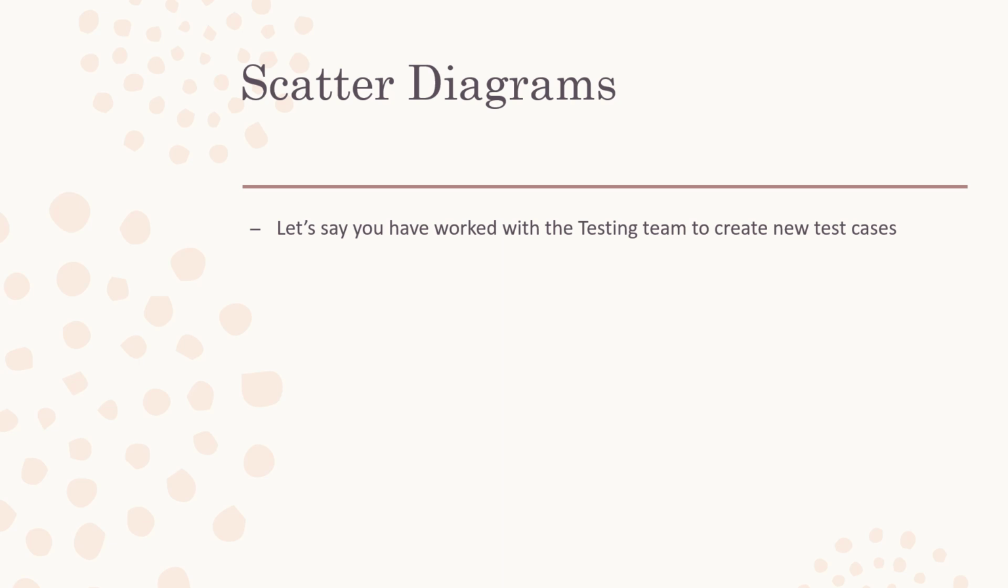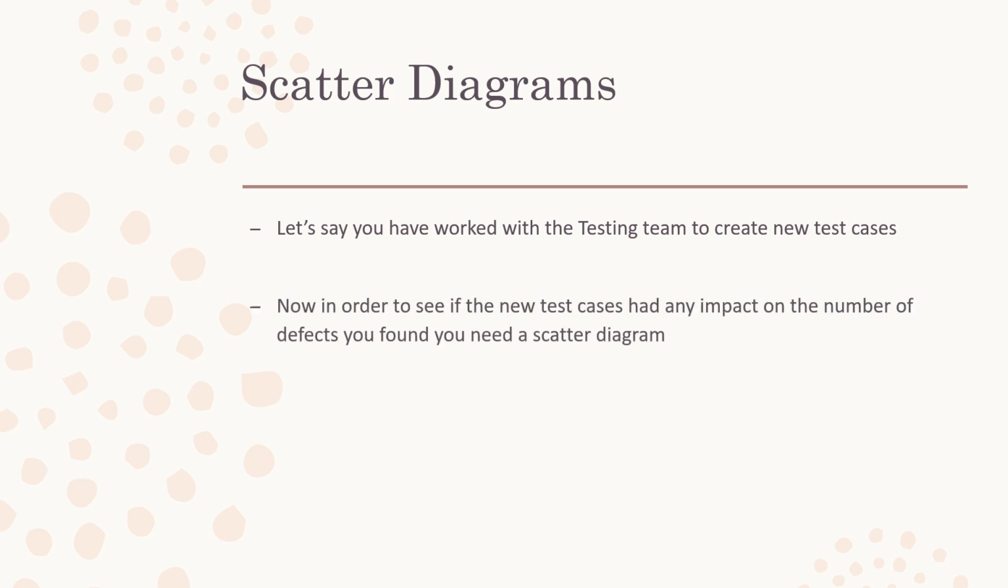Now, let's say you work with the testing team to create new test cases. Remember our discussion in the histogram video where we saw that we had several defects after the final round of testing. So you have come up with new test cases, you've worked with the testing team and other stakeholders, and you have come up with new test cases. Now, in order to see how effective these new test cases are, and if they had any impact on the number of defects you found, you need a scatter diagram.